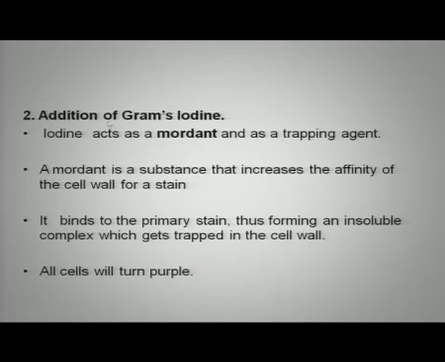The second step is the addition of Gram's iodine. Iodine acts as a mordant, a trapping agent. A mordant is a substance that increases the affinity of a cell wall to a particular stain. It will bind to the primary stain, thus forming an insoluble complex which gets trapped in the cell wall. All the cells will then turn purple in color.